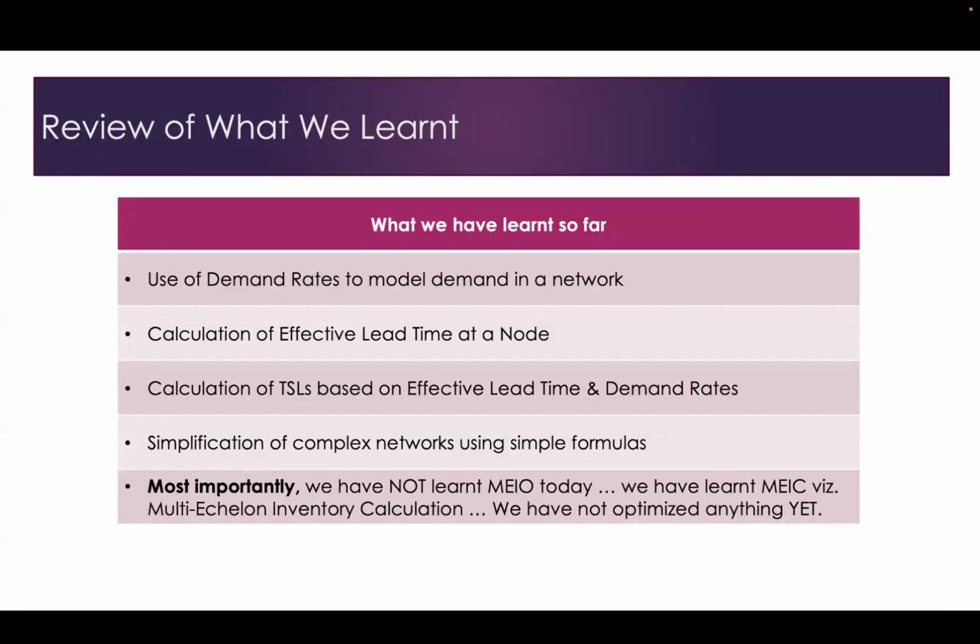Let's just go over what we've learned. So this part is right: use of demand rates to model demand in a network. That's a very easy thing. Instead of using "demand is 30 this month," I've used a rate, just 30 divided by 30, which is 1. So I'm using demand rates. The reason I like demand rates is that when I change my effective lead time, I don't have to redo the calculations.